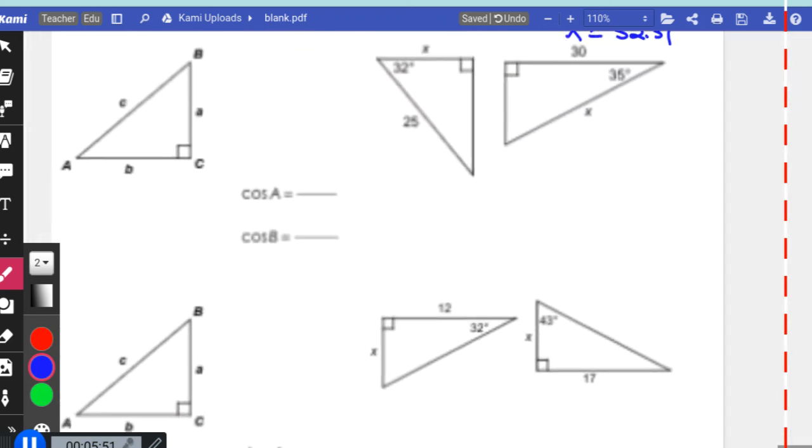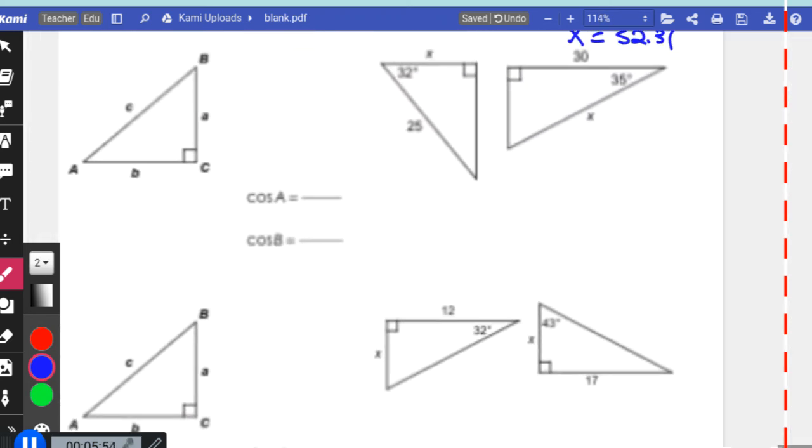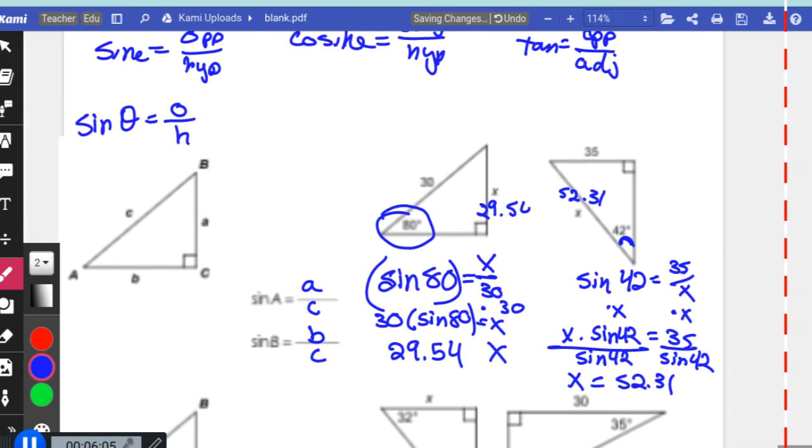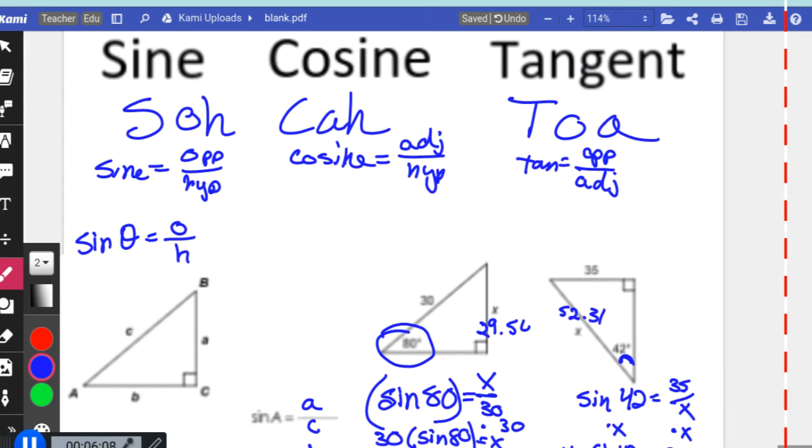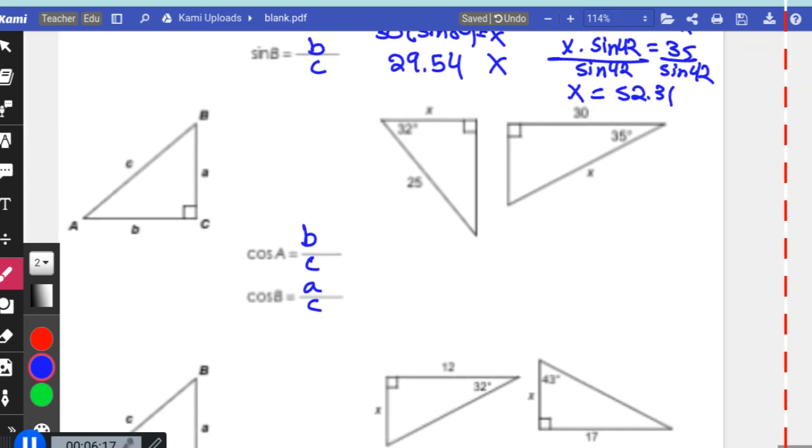Okay, cosine. We remember cosine of capital A was adjacent over hypotenuse, so it's b over c, and cosine of angle B is a over c. The equation for cosine is very similar to sine: cosine of theta equals adjacent over hypotenuse. So cosine of 32 equals 25 over x, and we have to solve for x.